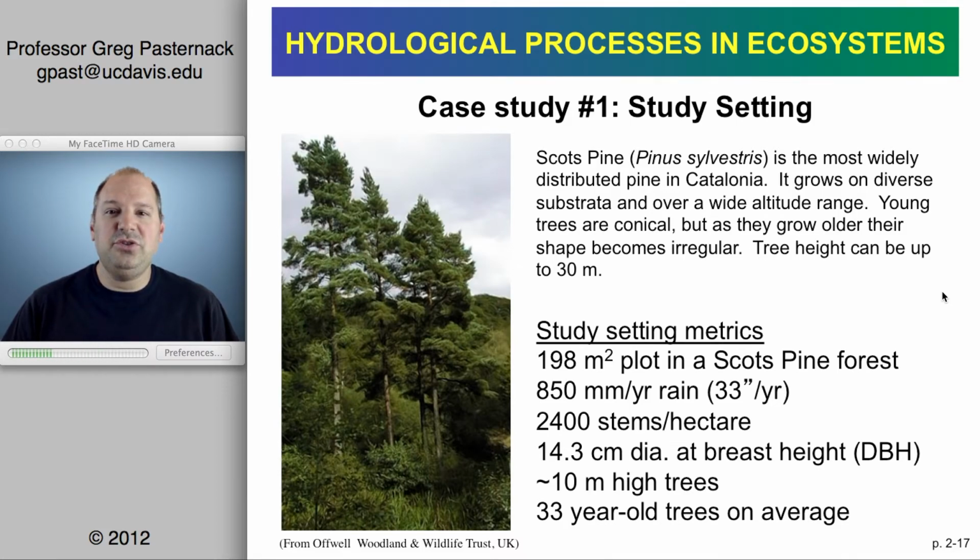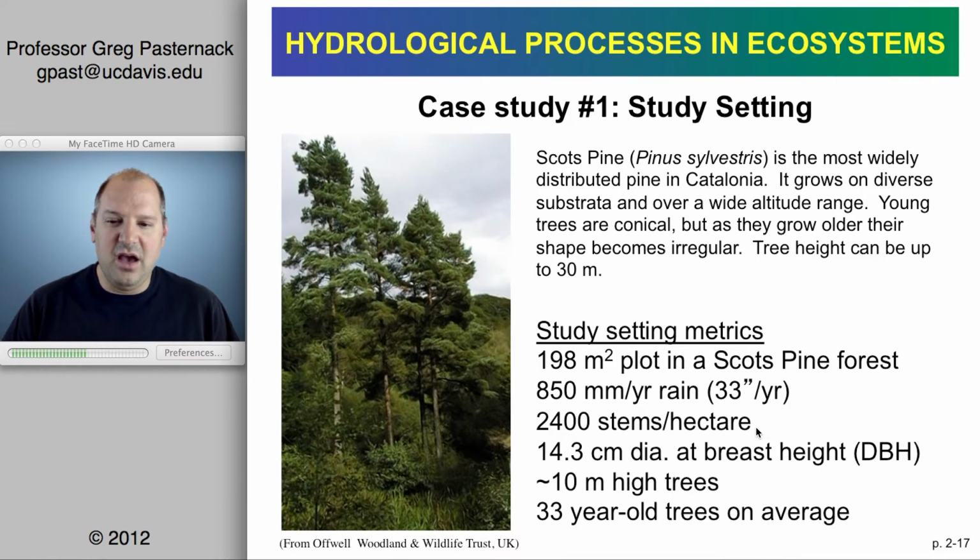It also exposes you to different metrics, and an important goal of looking at these different case studies is to see that different scientists have different approaches for how they're going to address similar questions. Sometimes you'll find that those different approaches will all lead to about the same answer, and sometimes you'll see interesting differences. So in this case, they went to a single plot that was just under 200 square meters, and this is an area with about 33 inches of rain per year, which is roughly double what we have here in Sacramento, so a little bit wetter.